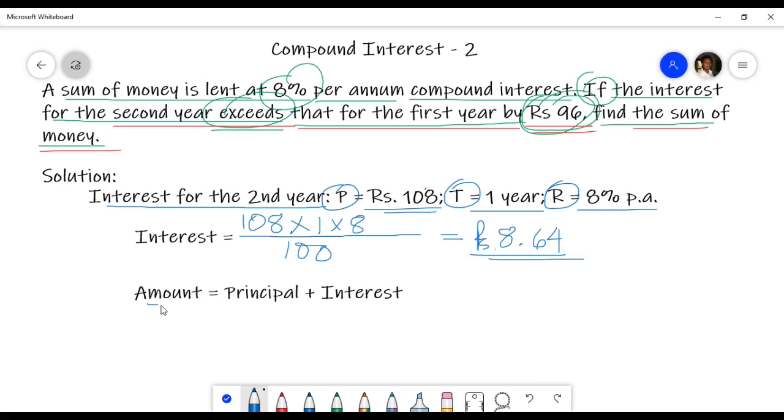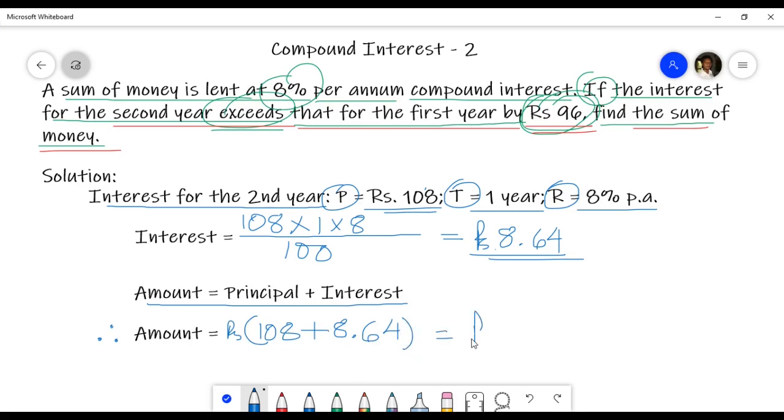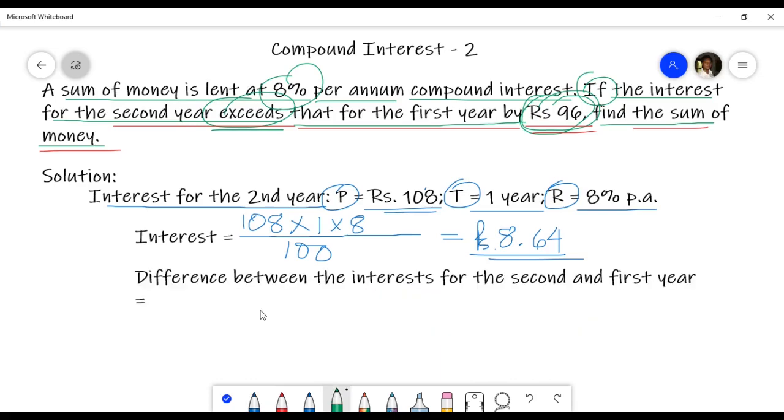We'll be finding the amount at the end of the second year. The formula is principal plus interest. We will just write down the values for principal plus interest. After we add them, we will get the amount as rupees 116 and 64 paise. So the amount at the end of the second year is rupees 116 and 64 paise.